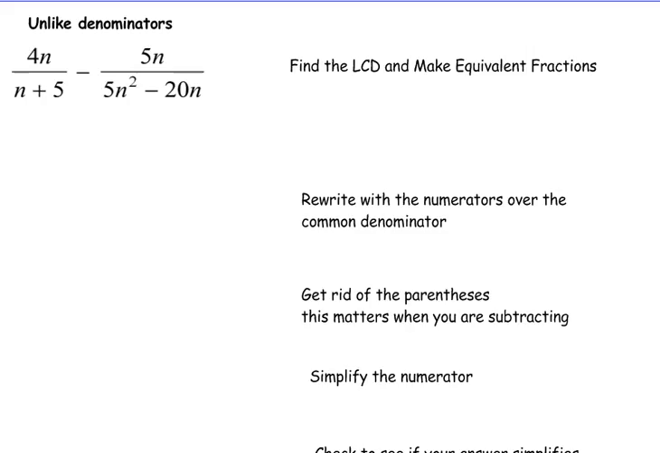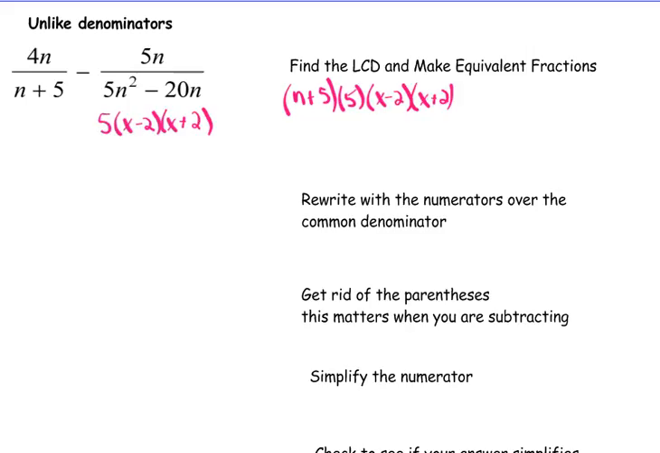All right, now let's look at what happens when we have unlike denominators. Okay, so in this case, you have to find the least common denominator, and that you do by factoring. So if I factored this one, it would be 5 times x minus 2, x plus 2. Okay, least common denominator is going to be n plus 5, 5, x minus 2, x plus 2.